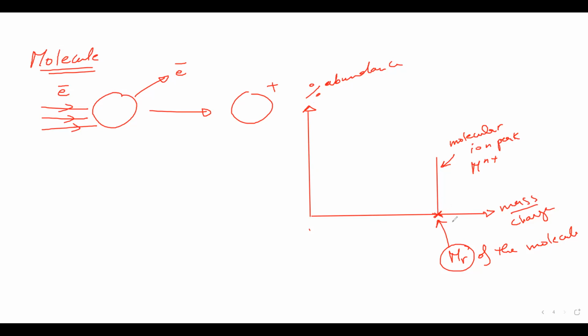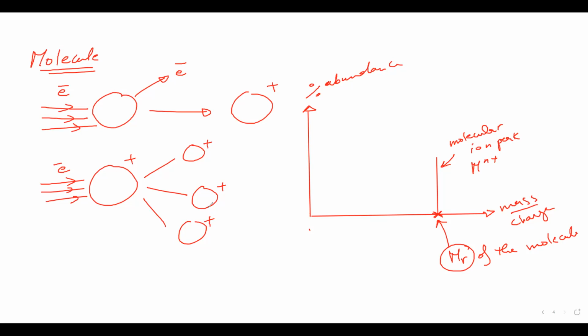When we draw the percentage abundance against mass over charge, the last peak in a molecule is called the molecular ion peak, from where we can get the Mr of the molecule. Okay? Now, what happens when this molecule is formed? Now it forms a positive ion, and then this positive ion will be subjected to the bombardment with a more highly energetic beam of electrons, and this ion is going to be broken down or fragmented into smaller positive ions, and each of these positive ions will give a peak in the mass spectrum of the molecule.